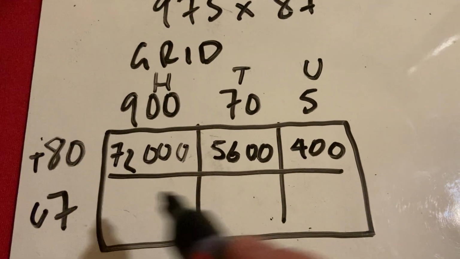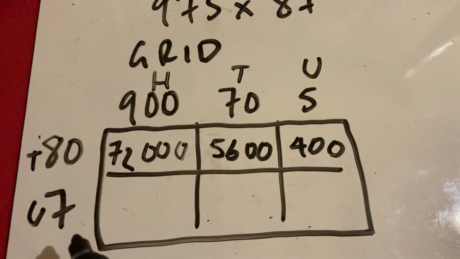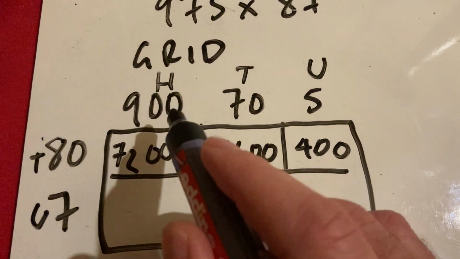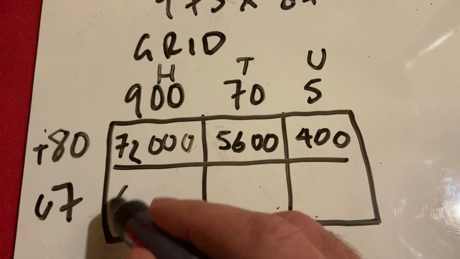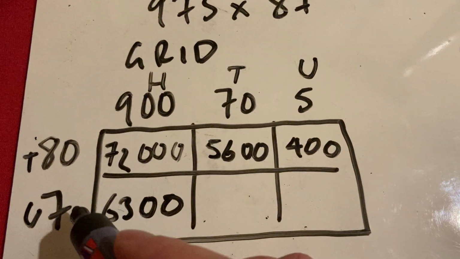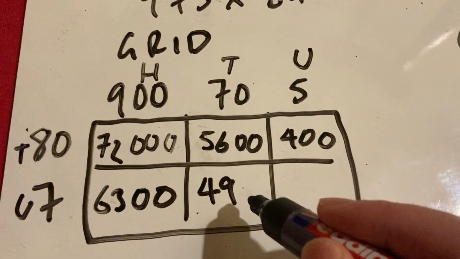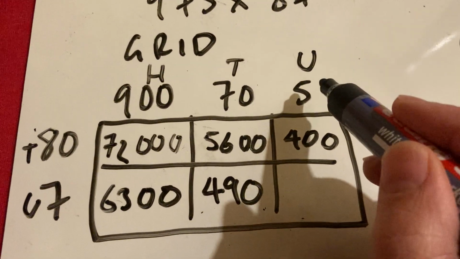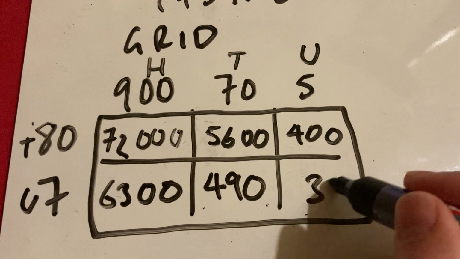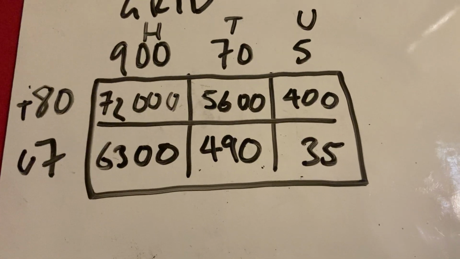Now we move into here. This is the 7 times 975. So 7 times 9 is 63 with those 2 zeros. 7 times 7, a square number, is 49 with that extra 0. 5 times 7 is 35. Now what we have to do is add those 6 sections up together.